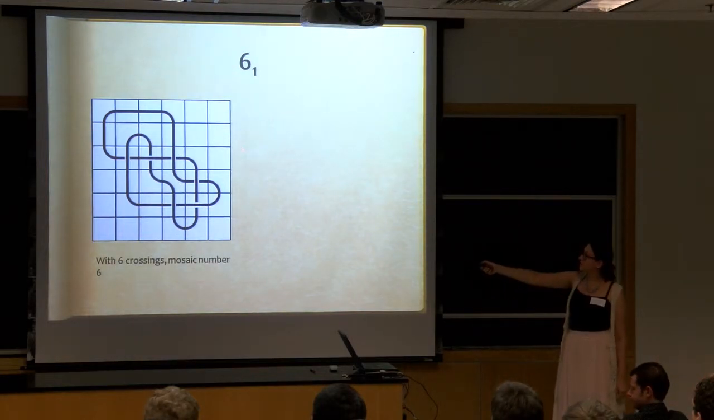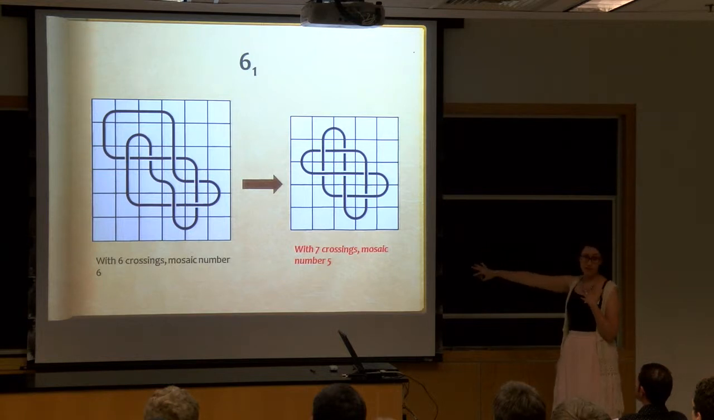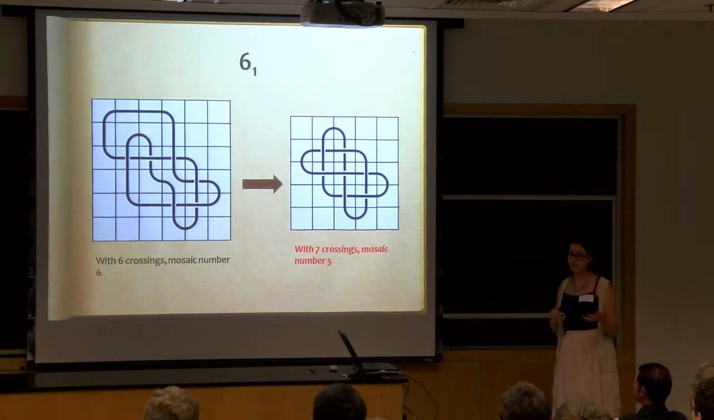6-1 was interesting because when it's fitting on a 6x6 board, it looks like this. But if you can kind of see, you can take this strand and flip it down. And when you do that, you actually condense it to a 5x5, but you increase its crossing number, which is kind of counterintuitive. That when its mosaic number is realized, which is on a 5x5 board, it has 7 crossings and not 6.